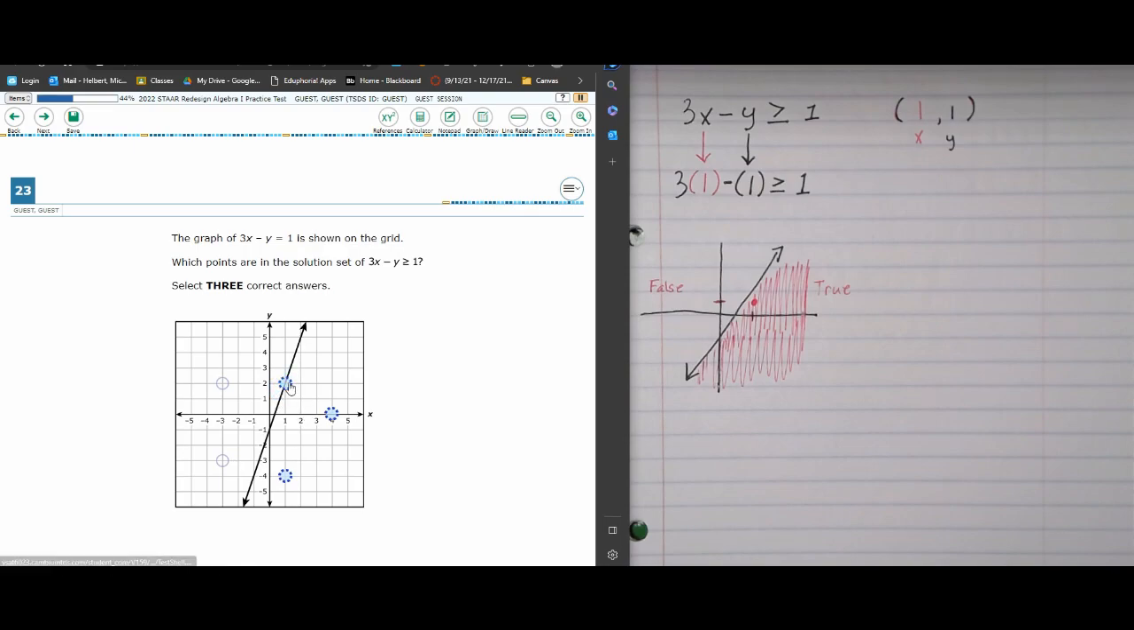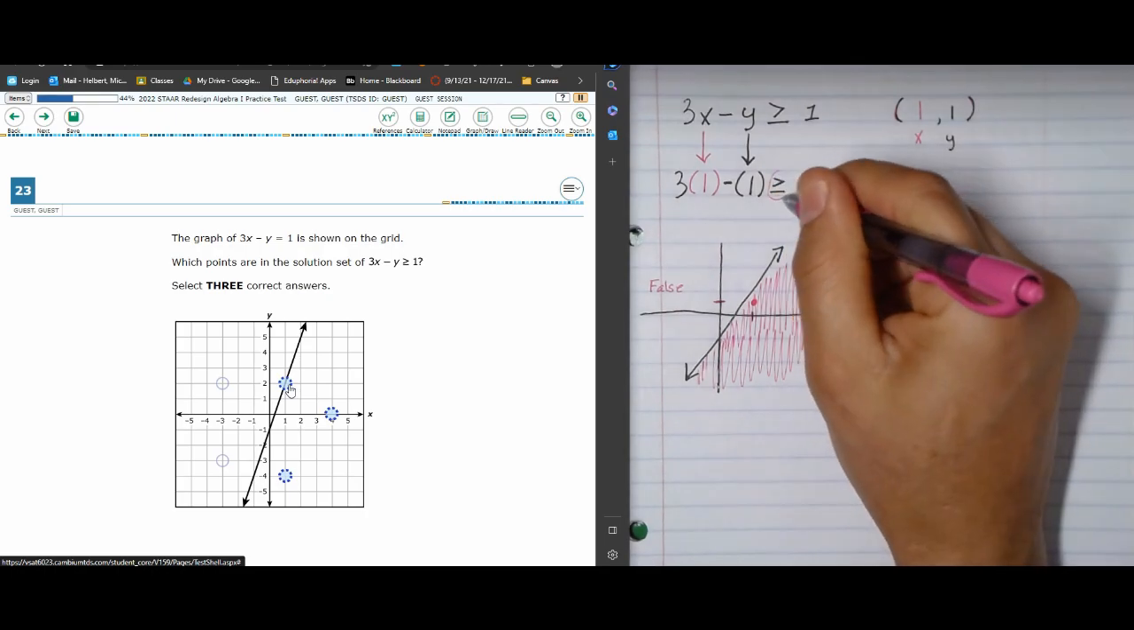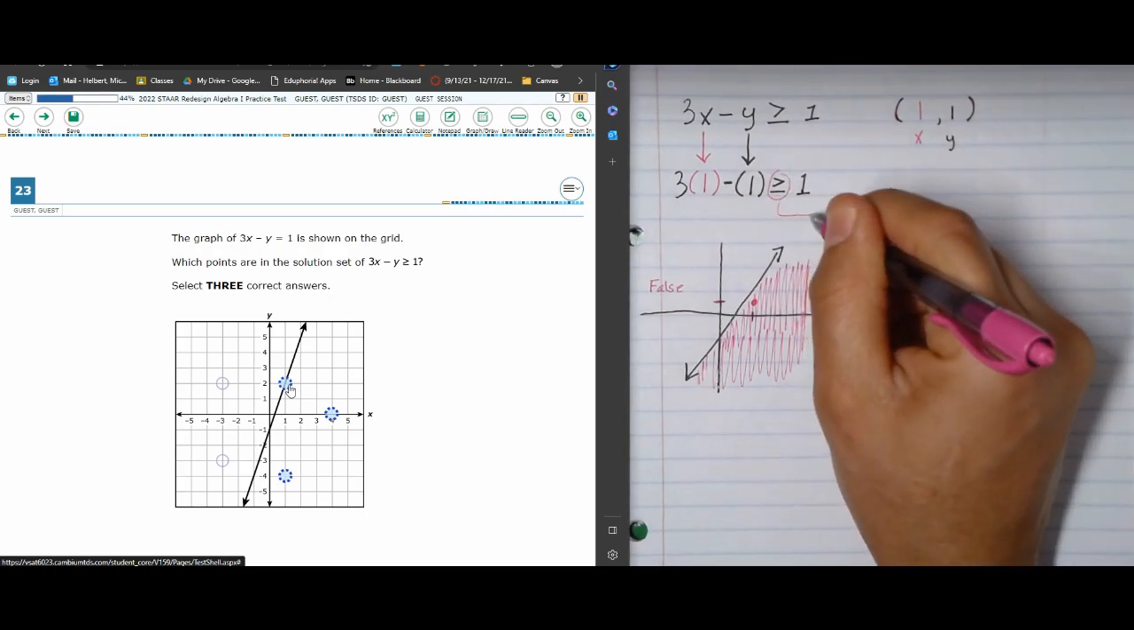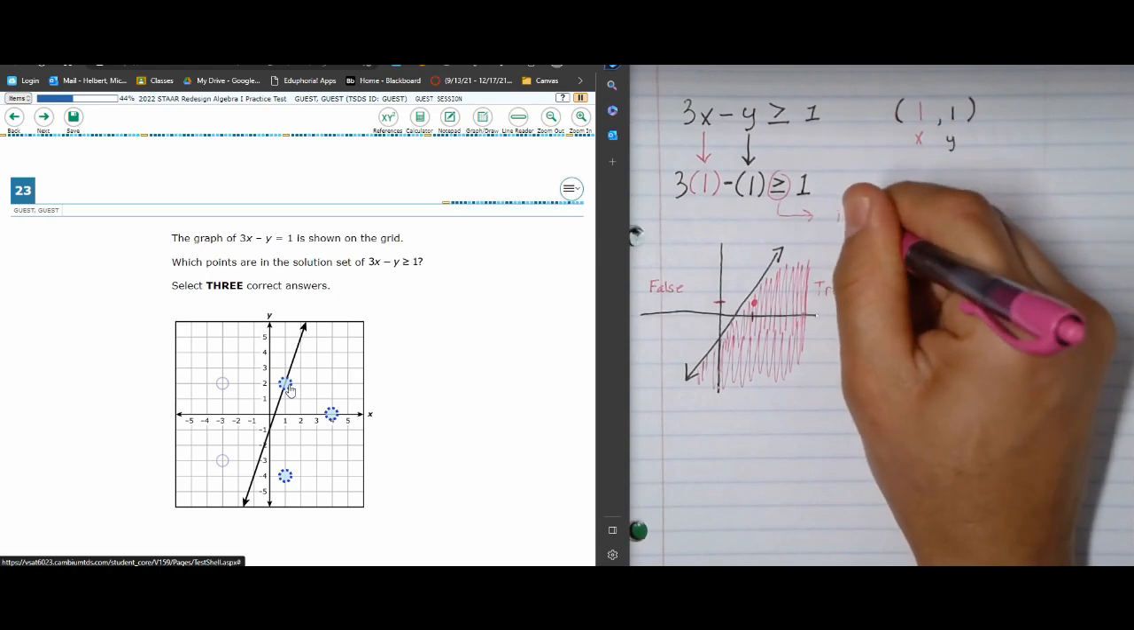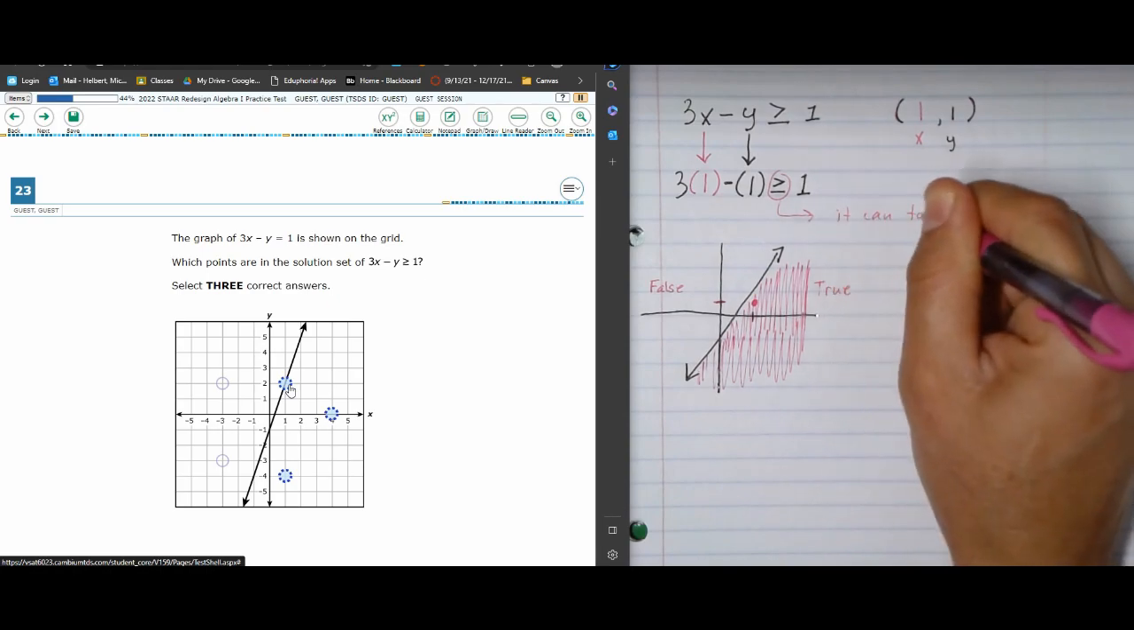And let me tell you why this is a valid choice. Now, I've told you in class, never use a point on the line to check to see what side to shade. So you may not want to pick anything on the line. But the reason in this case it is okay for you to pick a point on the line is because of this symbol here. Remember that this symbol here, this greater than or equal to, means that it can touch the line.